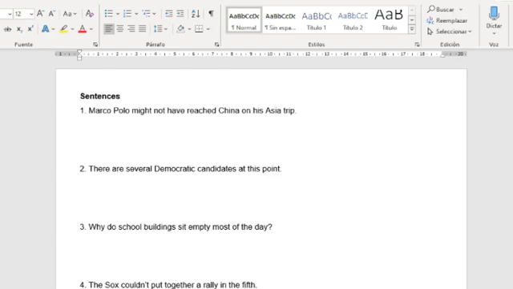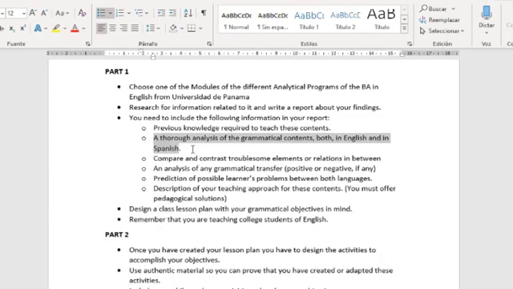But remember something, that the written assignment is due on the 19th. So you have the 5th and the 12th. If you're lost, then you are in trouble. So here you need to read and research information about this. That's all you take. In one day, you do this. Then compare and contrast troublesome elements and relationships in between.